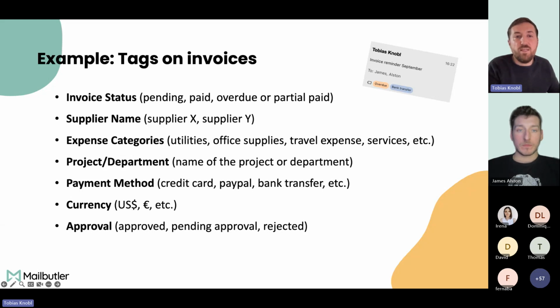Also the payment method: if this invoice was paid from our credit card, from our PayPal account, or via bank transfer. Very helpful for the accounting later to see from which account the invoice was paid, and also what kind of currency. Most of the time it's US dollar or euros in our case. And each invoice needs an approval on our side. It's different who's going to approve it, but the accountant can simply label the invoice if it was approved or if it was rejected.